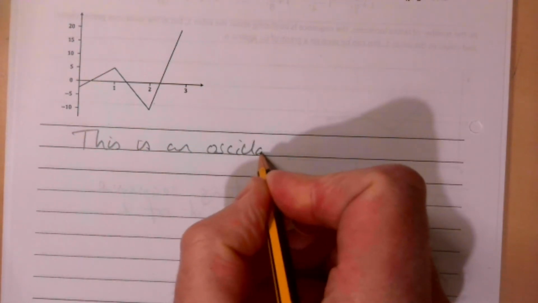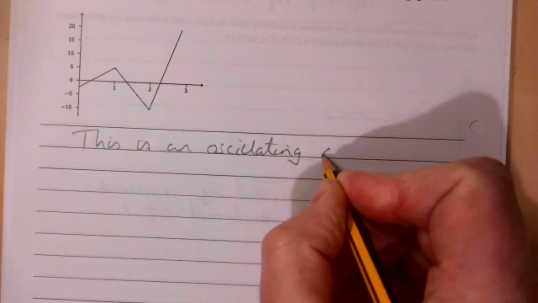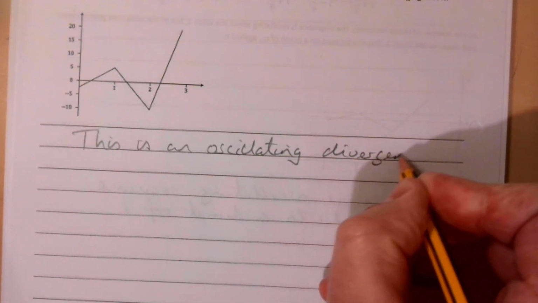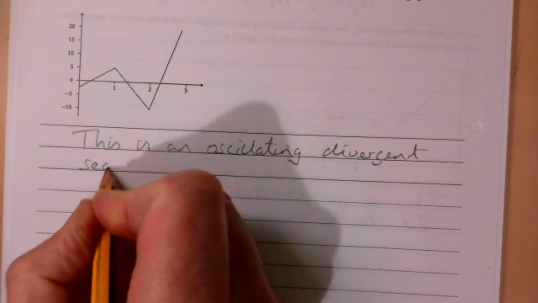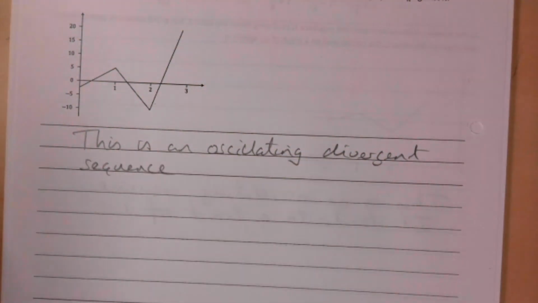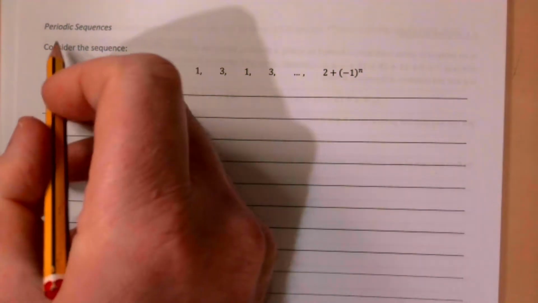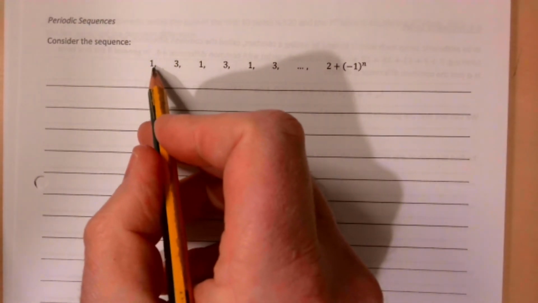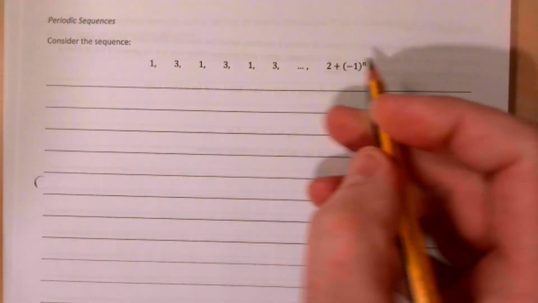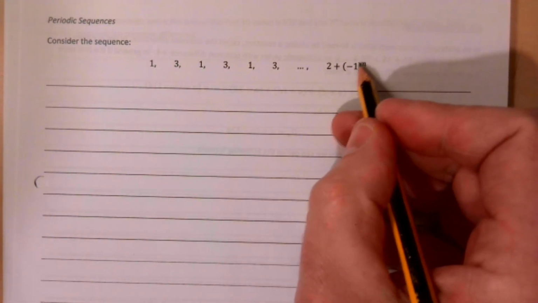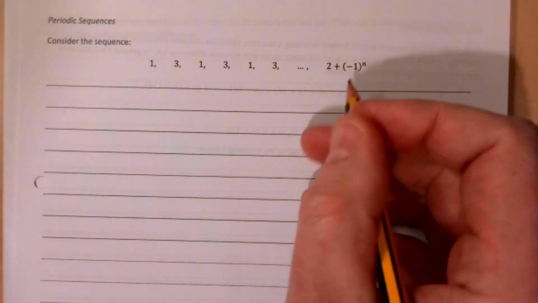If you want to write them below, I suppose we could write this is an oscillating divergent sequence. And finally then, not really too much to say about this one, a periodic sequence. So a periodic sequence is just one that you can see this just moves between 1 and 3, 1, 3, 1, 3, 1, 3, 2 plus minus 1 to the n. So you're either adding or subtracting 1 then from 2.